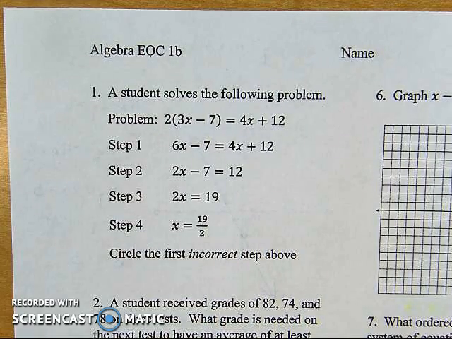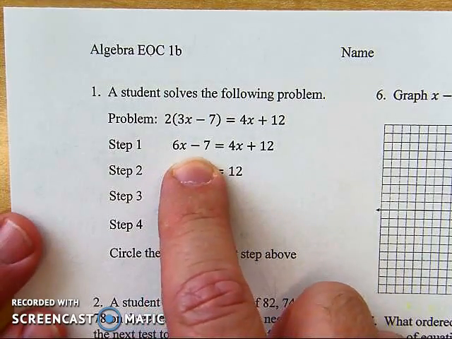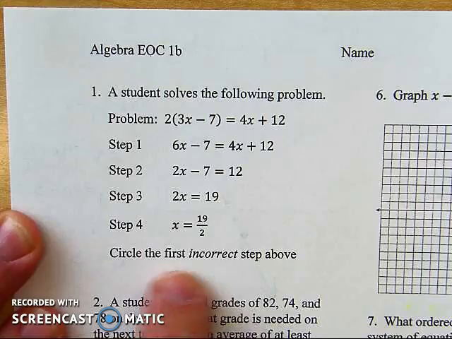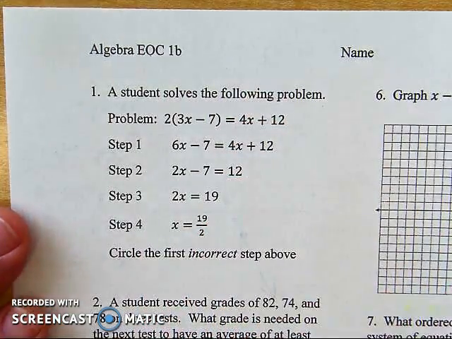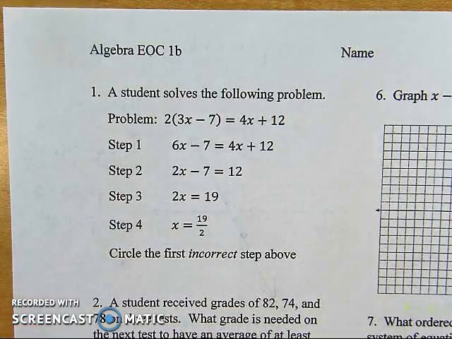So in problem number 1, we start out with a problem with some parentheses in the first line, and they seem to be gone on the next line. The goal here, by the way, is to circle the first incorrect step above. So we're just going to go through what they seem to have done and see if they did it correctly.